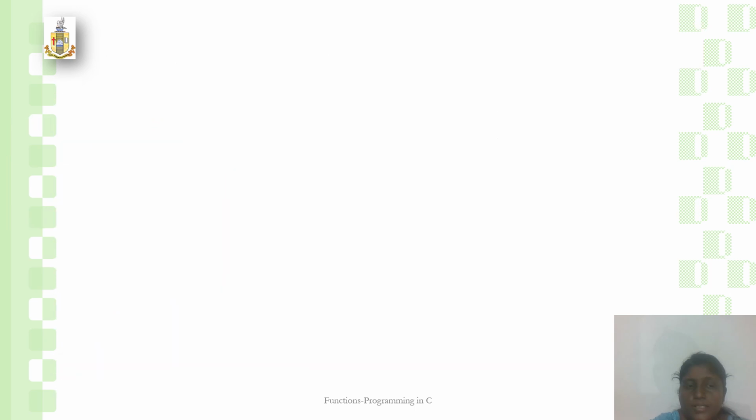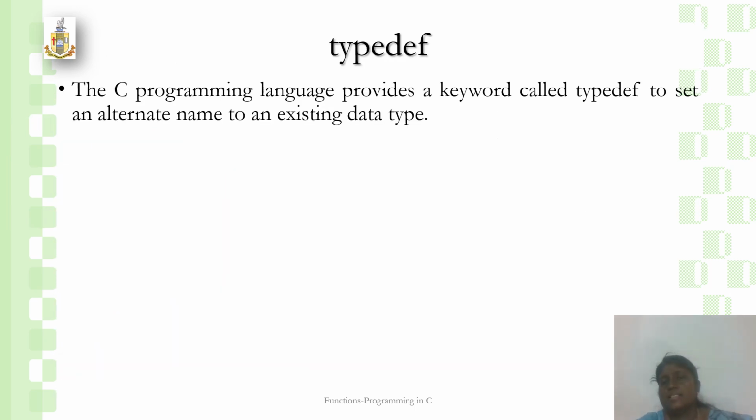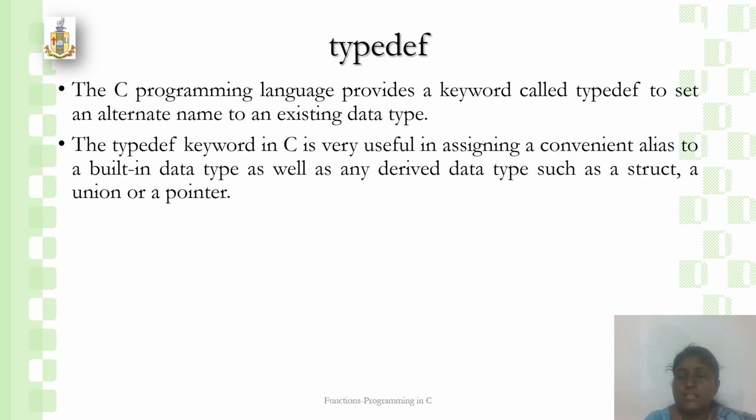And then the next one, typedef. So what is typedef? In the C programming language, it provides a keyword called typedef. You can provide an alternate name for an already existing data type. Okay, so if a data type is too long to understand or remember, you can change the name.